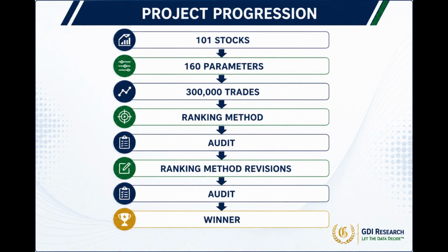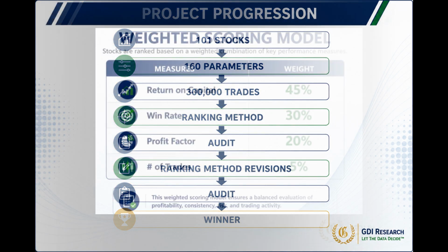Historical price data for 101 Nasdaq stocks was imported into Excel. Power Query automated the calculations. Power Pivot summarized the results. Python independently validated the calculations. Thinkorswim confirmed that the trading signals matched the historical charts. Finally, 160 parameter combinations were evaluated and ranked using a weighted scoring system.